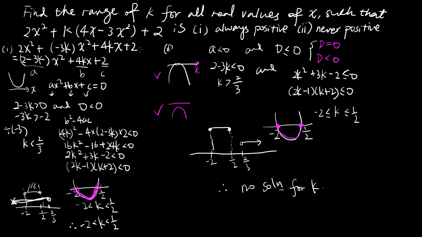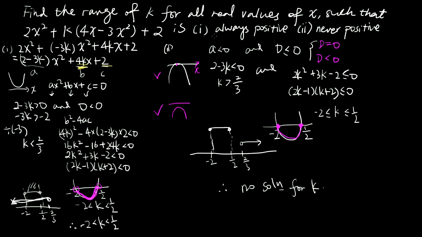This is quite an interesting question. First of all, we want to find the range of k to make the expression either positive or negative. We shall think about expressing it in the general form of a quadratic expression, which is ax squared plus bx plus c, right? So your a is 2 minus 3k, your b will be 4k, and c is 2. When you substitute a, b, c into the expression, you will get 4k whole thing squared minus 4 times 2 minus 3k times 2.